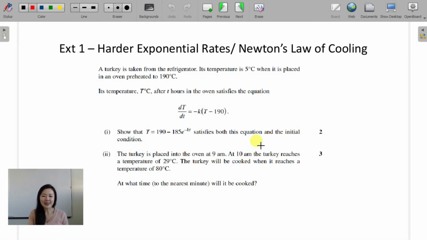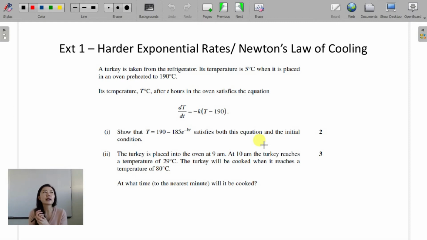All right, last one. Just a harder exponential rate question, also demonstrating Newton's law of cooling. Basically, what Newton's law of cooling says is very simple, right? The rate at which your thing cools down, or in this case, I think we're heating it up, but same idea, is always proportional to the difference between the temperature of that thing, in this case the turkey, and your surrounding temperature, in this case the oven, right?